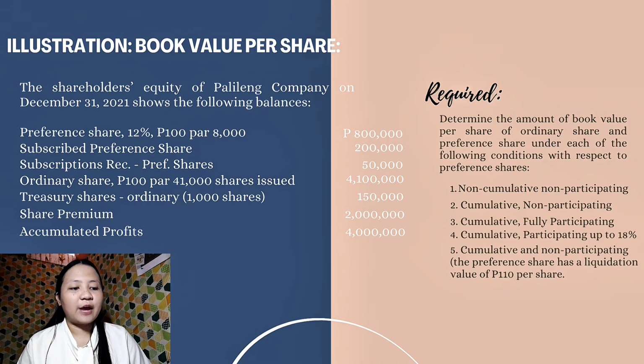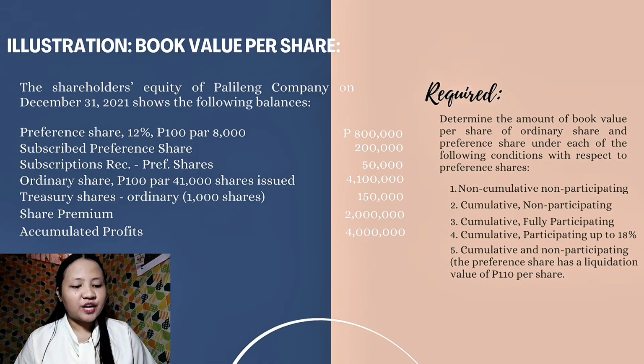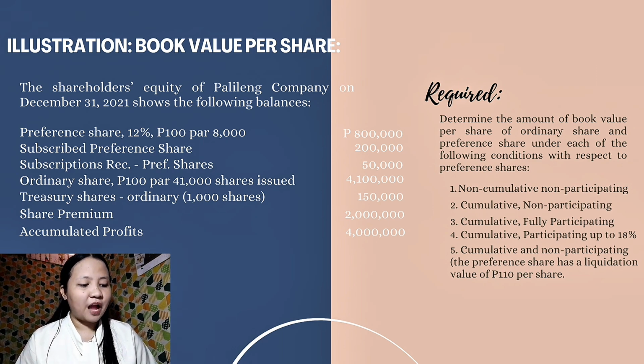The shareholders' equity of Paleleng Company on December 31, 2022 shows the following balances. So, we have the given. First is preference shares at 800,000 pesos because the company issued 8,000 shares at 100 pesos par value. So, that is what I said earlier, 12%, right? So, the preference share is entitled to 12% dividends.